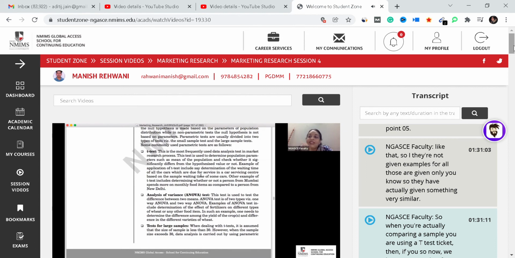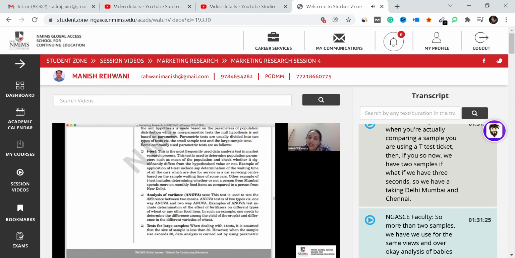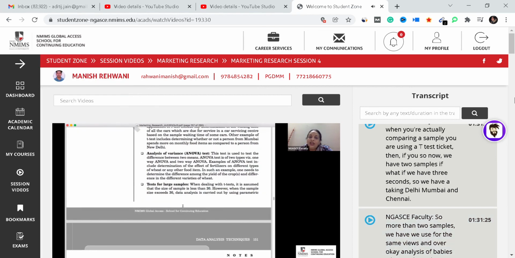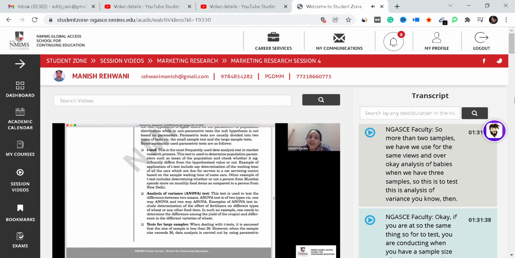What if we have 3 samples? So we are taking Delhi, Mumbai and Chennai. For more than 2 samples, we use ANOVA, analysis of variance, when we have 3 samples. So this is t-test, this is analysis of variance. For t-test, you are conducting it when you have a sample size of below 30.